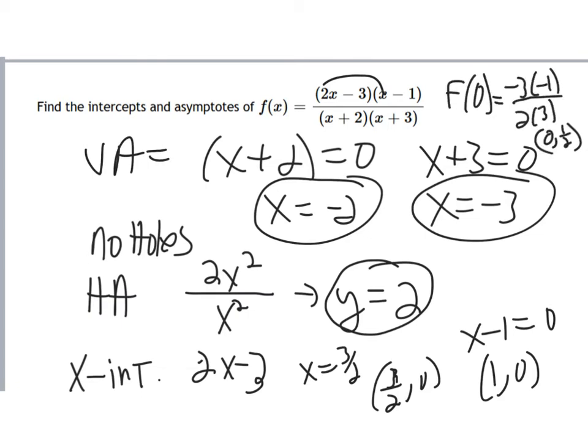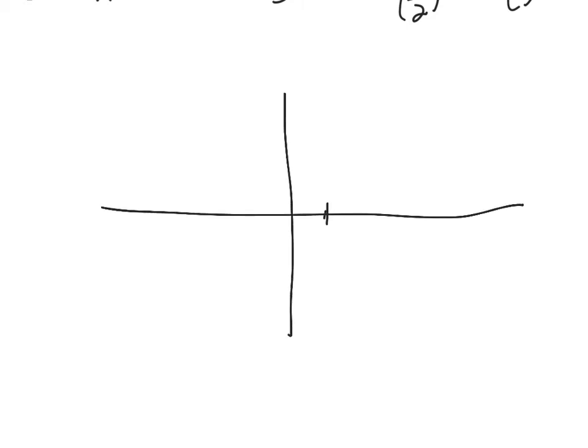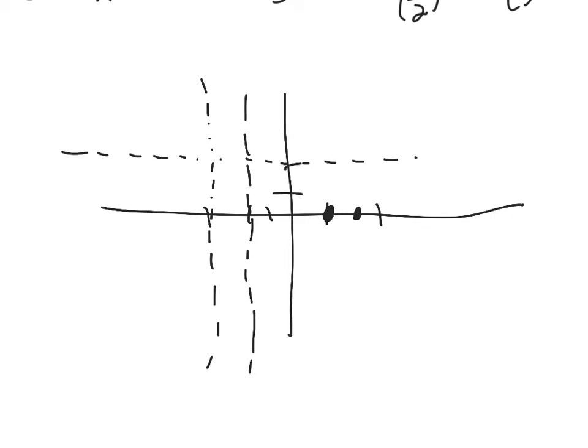And what we use these things for is a way to do placeholders to get these to graph. Why don't we try to graph this one? It's a little weird, but I'll show you how it all helps us know what it looks like. I'm going to do an xy axis, and I know it crosses the x-axis at 1 and at 3/2. I know there's a vertical asymptote at negative 2 and at negative 3. I know there's a horizontal asymptote of y equals 2. I know it crosses the y-axis at 1/2.